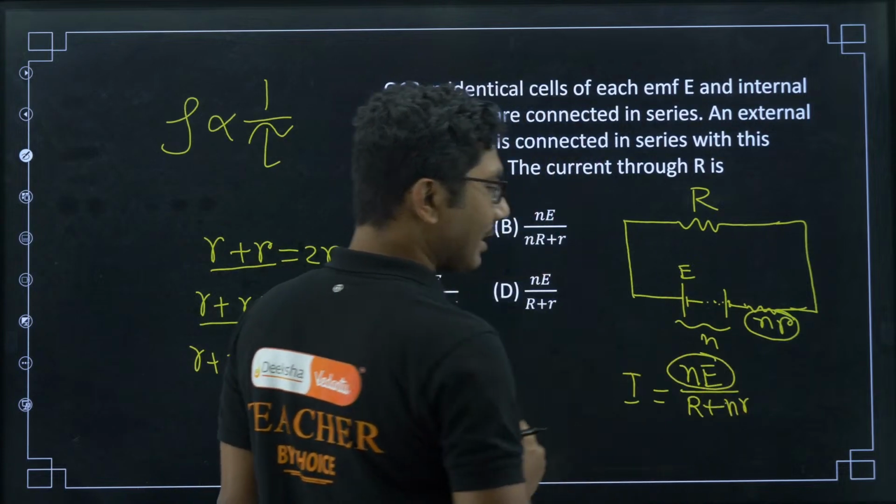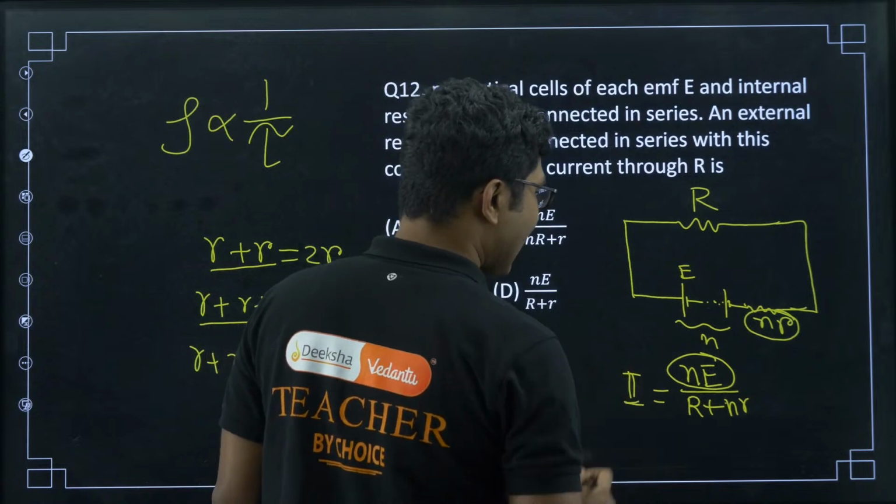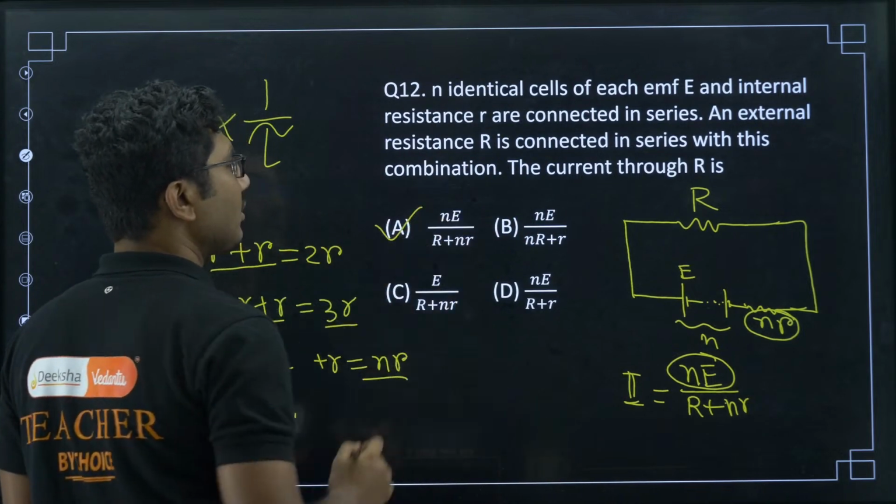NE is the equivalent EMF. So current is NE by R plus NR. So correct answer is option A.